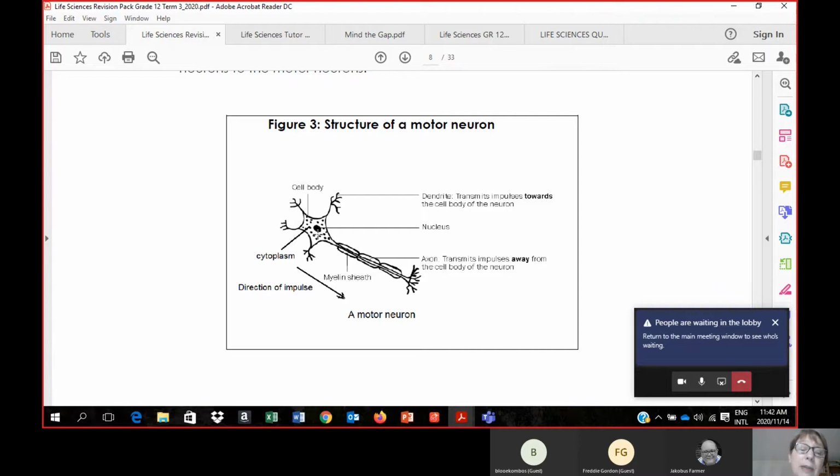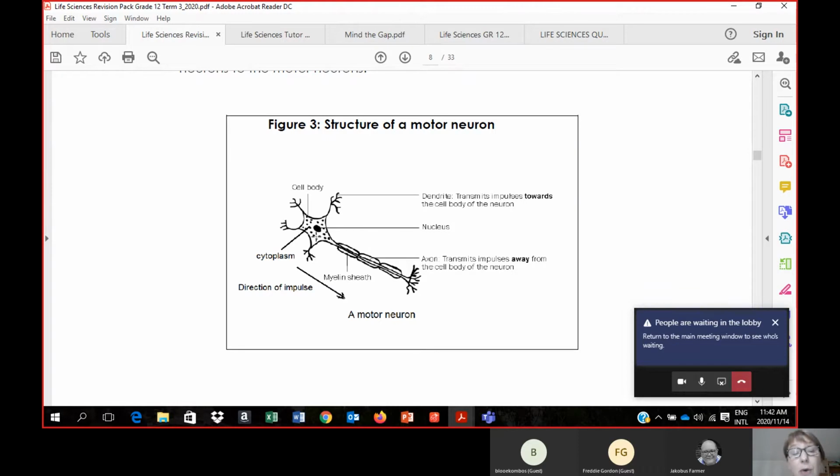And then you've got two types of nerve fibers. So you've got these nerve fibers over here, which are called dendrites. And dendrites always conduct impulses towards the cell body. So here it's been highlighted. So dendrites conduct impulses towards the cell body.